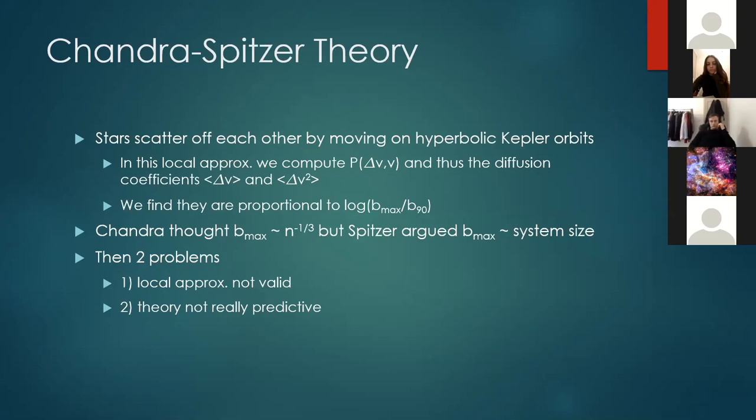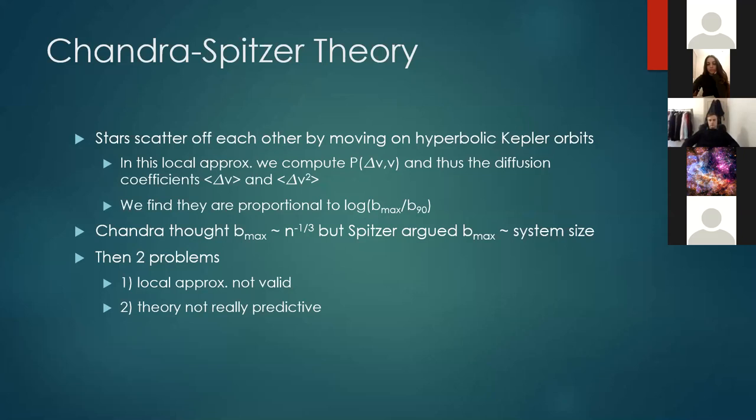So we integrate from zero impact parameter up to the maximum impact parameter that we're willing to consider. And unfortunately, these diffusion coefficients then turn out to be proportional to the logarithm of Bmax over the impact parameter that would produce a 90 degree deflection at a typical velocity. So we end up with a theory which is a little bit unsatisfactory, because there is a dependence on a parameter Bmax, which isn't at all well defined. Fortunately, this dependence is only logarithmic, so we say to ourselves, never mind, we'll just take a reasonable value for Bmax over B90 and use that.